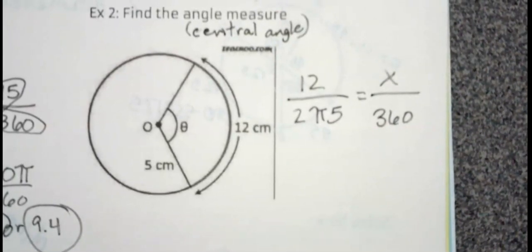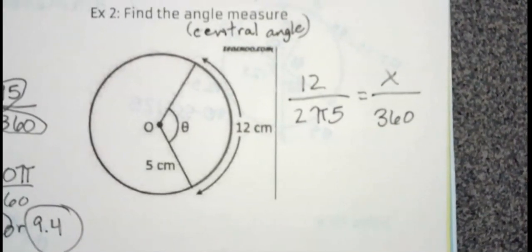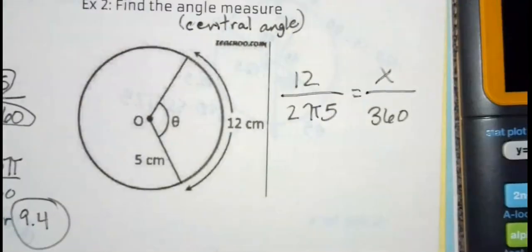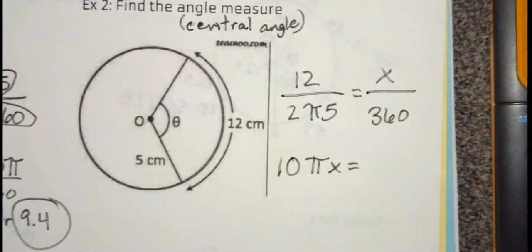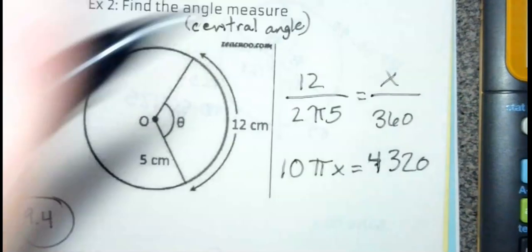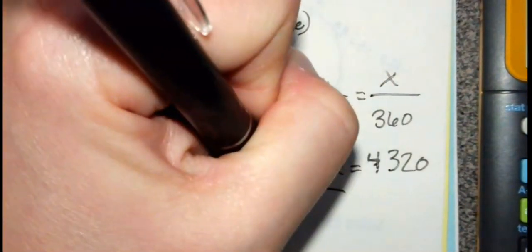And then you can type these things in the calculator. All right, so cross multiply. We have 10 times pi times x equals 360 times 12, 4,320. And then you're going to divide by 10 pi.